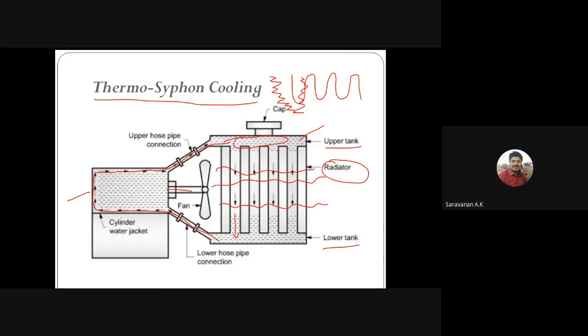Then the temperature of the cooling water should not be allowed above 80 degrees Celsius, right? So the circulated water temperature should not be allowed to go beyond 80 degrees Celsius. This is the main disadvantage of the thermosyphon cooling system.